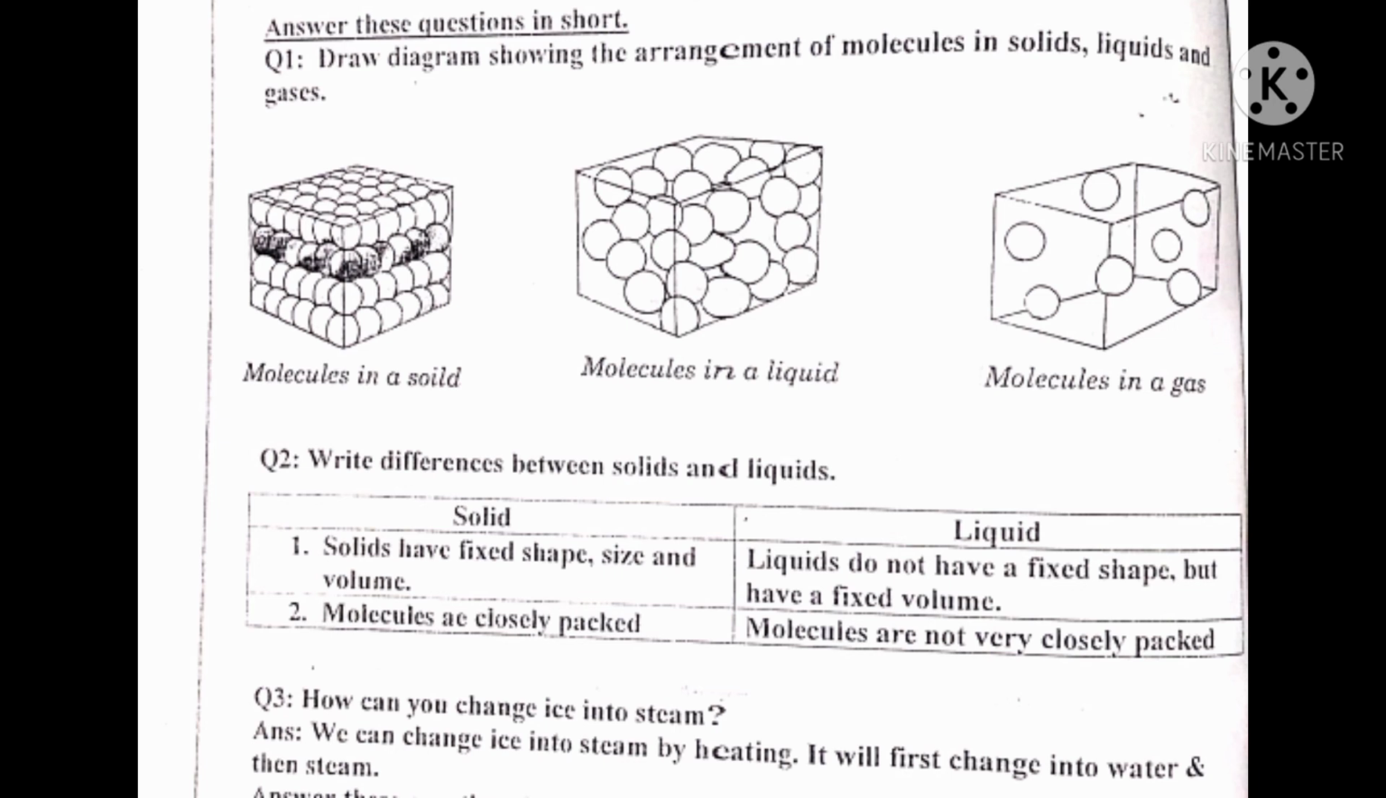Question number 2 is write differences between solids and liquids. Solids have fixed shape, size and volume. Liquids do not have a fixed shape but have a fixed volume. In solid, molecules are closely packed, but in liquid, molecules are not very closely packed. Last question is how can you change ice into steam? So the answer is we can change ice into steam by heating. It will first change into water and then steam.